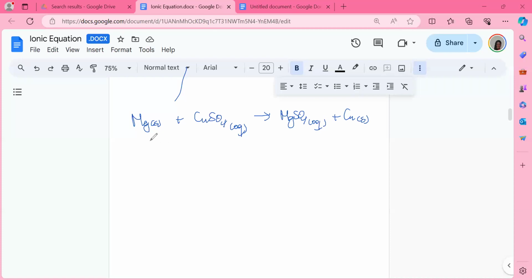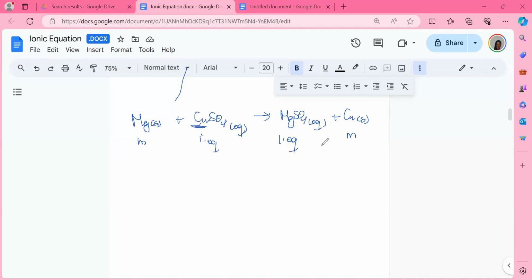All right, so we're reacting magnesium with copper sulfate. So magnesium is being replaced. Magnesium is replacing the copper here. So we form magnesium sulfate and copper. So we're going to write the ionic equation for this reaction. This compound is metallic. Copper sulfate is aqueous ionic. Magnesium sulfate is aqueous ionic.